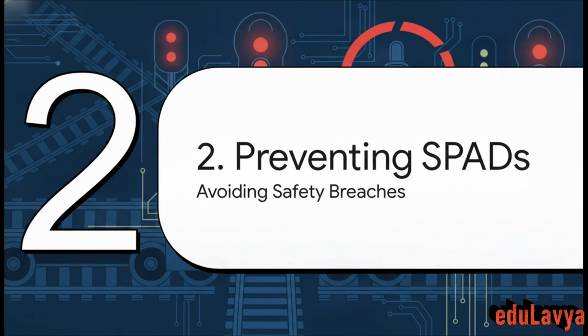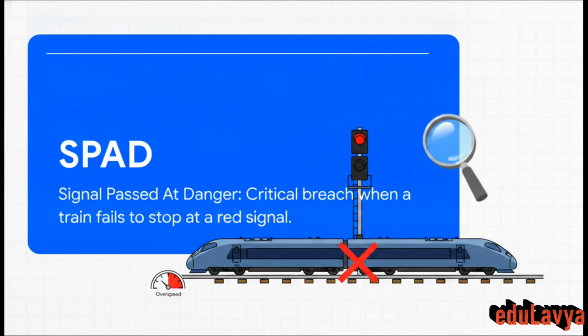Moving right along to Section 2, Preventing SPAD Incidents. Now, you might be asking yourself, why is this automatic physical intervention absolutely crucial? Well, it all comes down to eliminating literally one of the most severe, high-stakes safety breaches you could possibly have on a railway, a SPAD, or signal passed at danger.